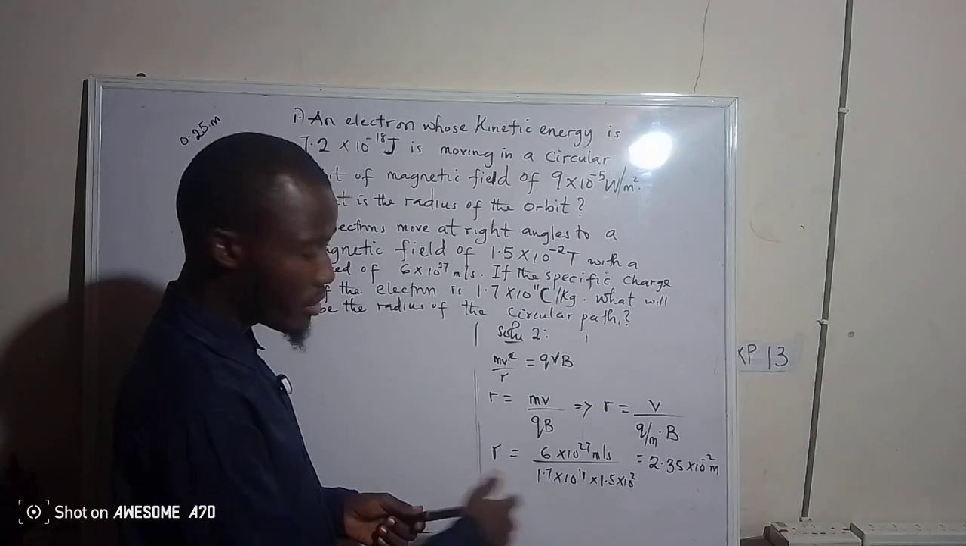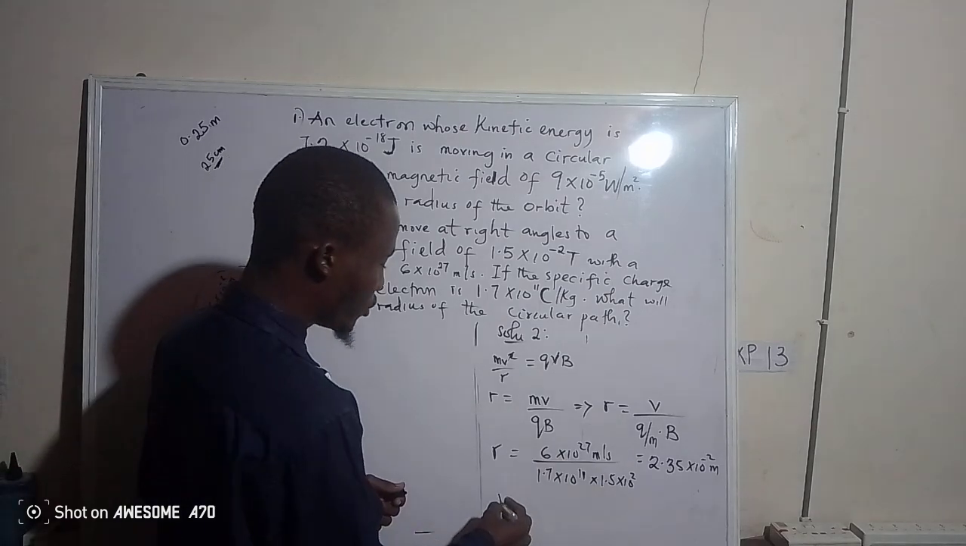We can convert it to centimeter by multiplying it by 100. Therefore, the radius becomes 2.35 centimeter.